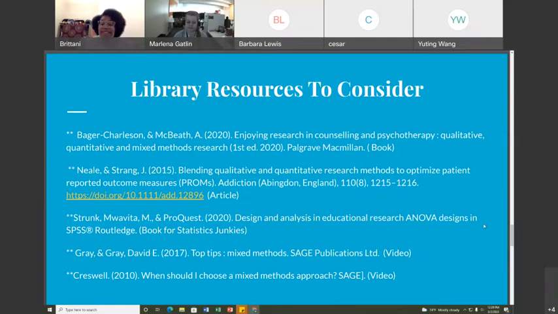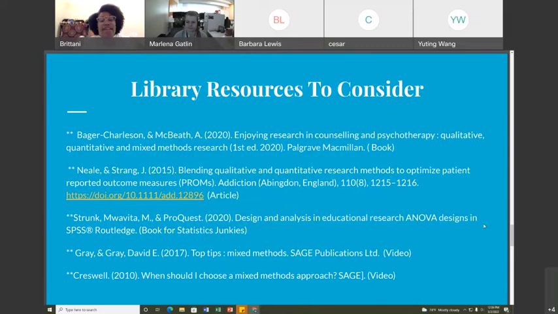For those who are statistics junkies, we have things like design and analysis in educational research, ANOVA designs, and SPSS or Stata. If anyone has questions about how to use those things or suggestions for analysis, I highly recommend making an appointment with our data librarian. She definitely has a better grip on those things than I do. She's not physically here right now, but you can make an online consultation appointment with her.